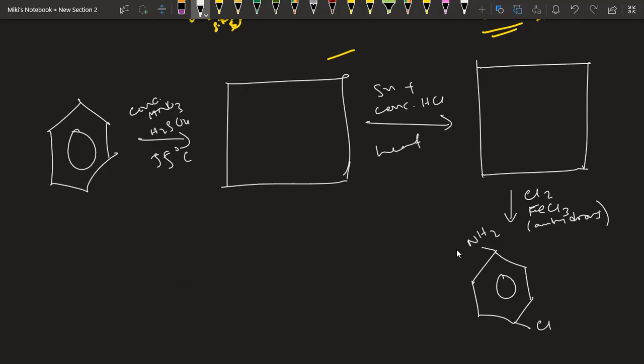Now, based on the situation, try to solve it. Solve it by yourself, okay? Try to solve it by yourself. If you can't, we will be doing it together. Nothing to worry about.